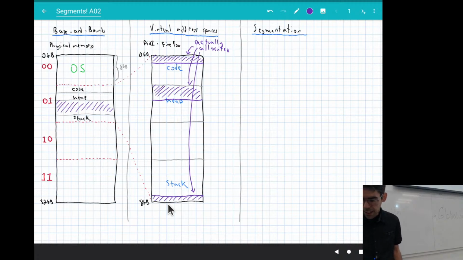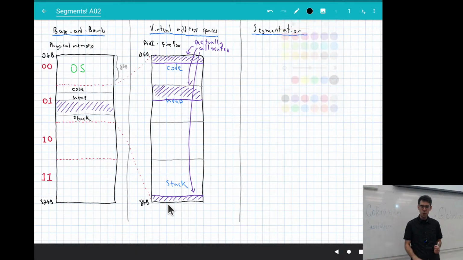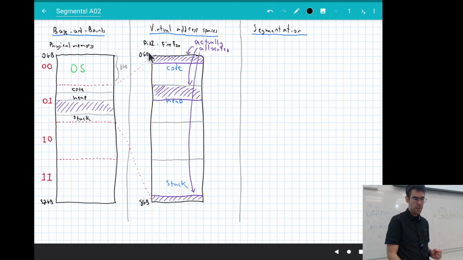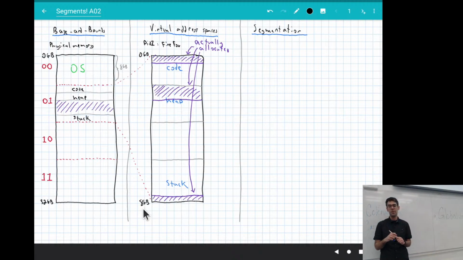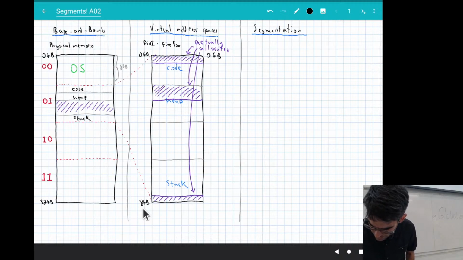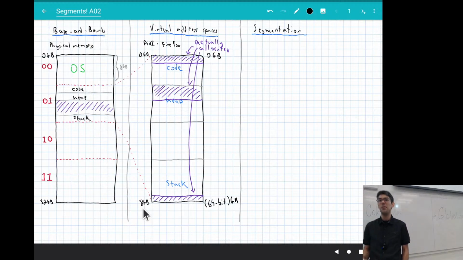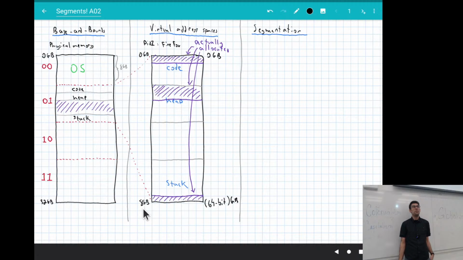And so the main idea with segmentation here is that rather than having a virtual address space that starts at 0 and goes up to some fixed size for fitting into physical memory partitions, we're going to have a virtual address space here that still starts at 0, but it's going to go all the way up to 64 bits. So whatever number of exabytes that actually happens to be, some huge amount of space that we're going to allocate to this virtual address space.